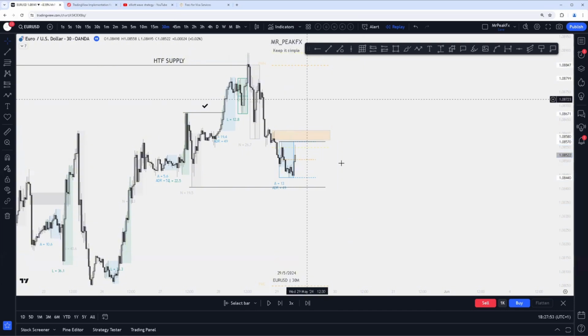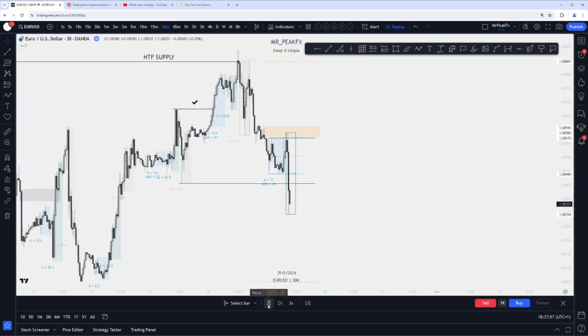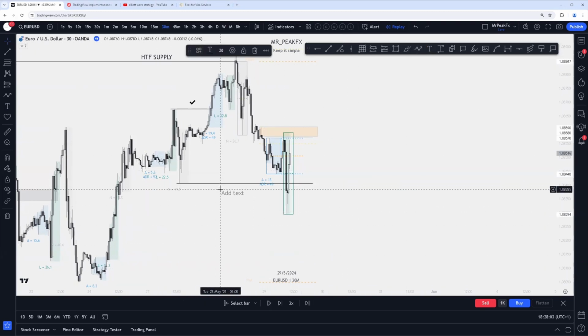So let's see what price did. Price mitigated, and we had a shift to the downside. This was a shift that I was expecting, and I'm now interested in selling this trade. These are the kind of setups that even if I sell and it doesn't go my direction eventually, I'll still clap for myself.